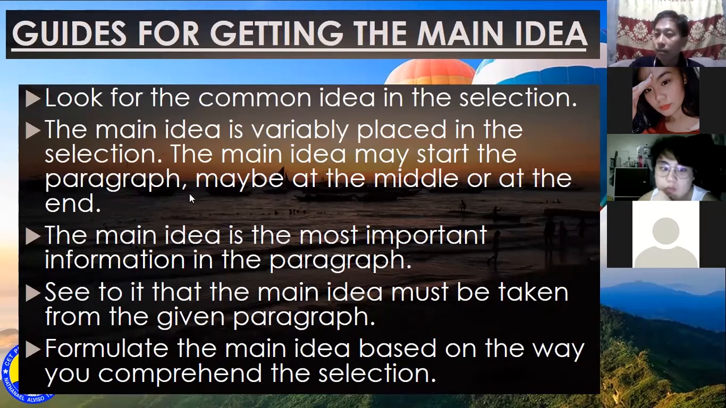So my rule here is basically it's in the first part, but in my experience when I'm reading comprehension questions, they give you paragraphs where the main idea is placed anywhere in the paragraph. The main idea is the most important information in the paragraph, so that's what you should look for. See to it that the main idea must be taken from the given paragraph. Formulate the main idea based on the way you comprehend the selection.